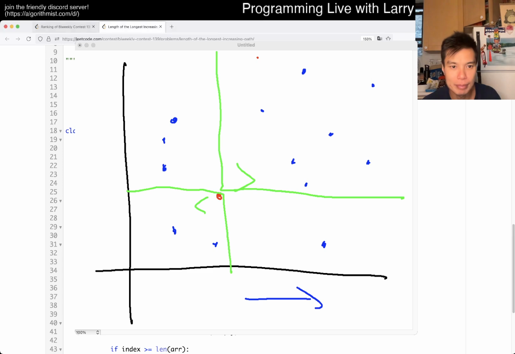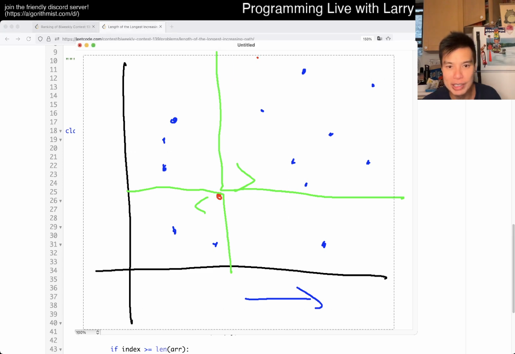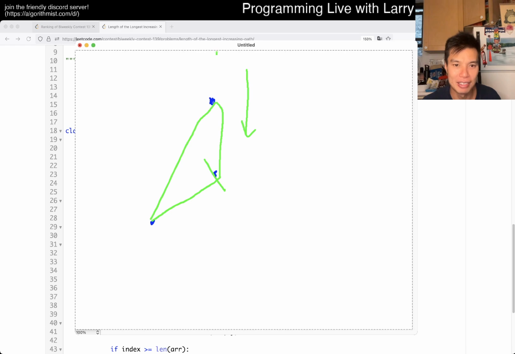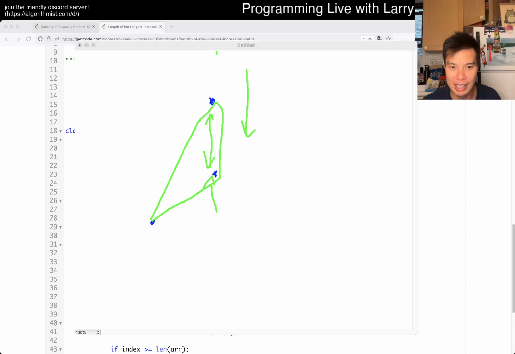The reason why we want to sort y is because if you have something like this, and this, if you process them in the wrong order, you're going to go up this way. But if you do the y first in decreasing order, then you're always going to go this way, and this node would never get matched to this one. So that's basically the idea for this.